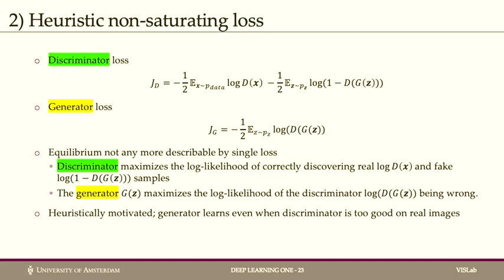Yes? This last point, the generator learns even when the discriminator is too good on real images. What does it mean that the discriminator is too good on real images? It always gets it right, basically. Okay, so even when the discriminator is perfect, the generator will still get some gradients. Yeah, and we'll get an overview of how it actually looks in 2 slides.